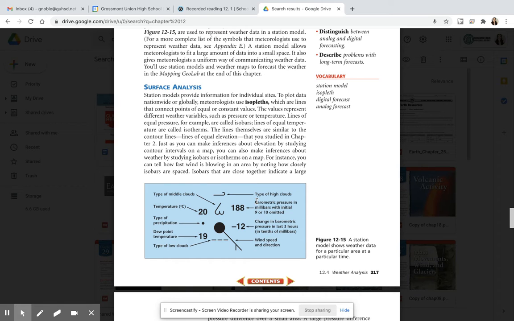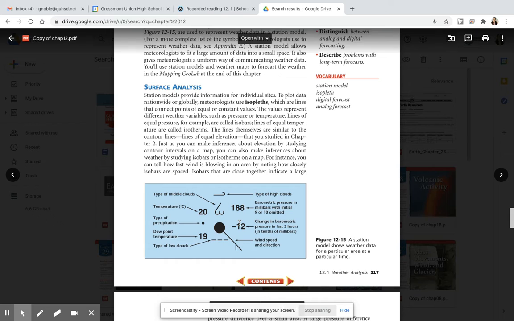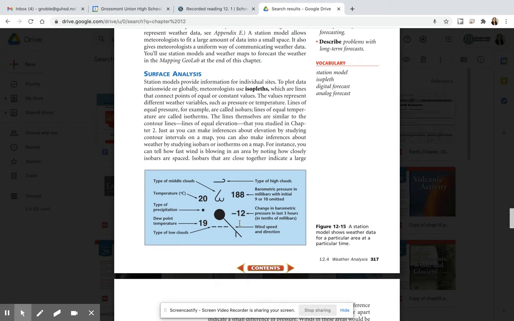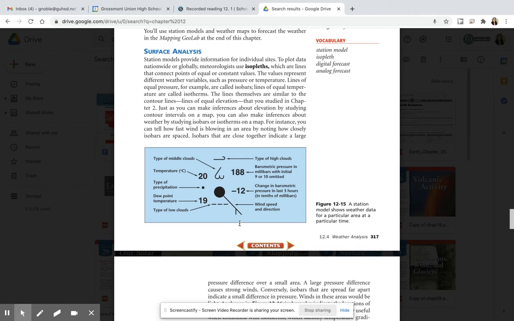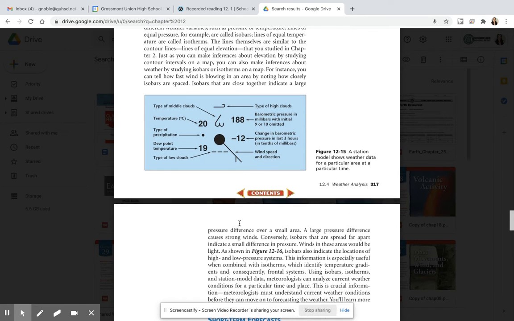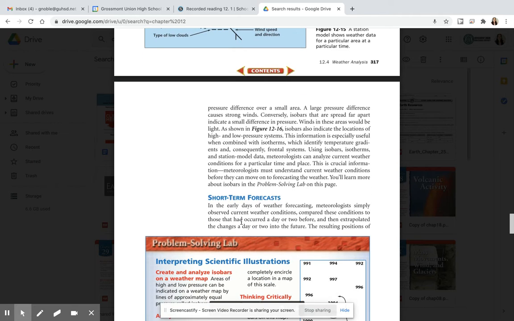Just as you can make inferences about elevation by studying contour intervals on a map, you can also make inferences about weather by studying isobars or isotherms on a map. For instance, you can tell how fast wind is blowing in an area by noting how closely isobars are spaced. Isobars that are close together indicate a large pressure difference over a small area.